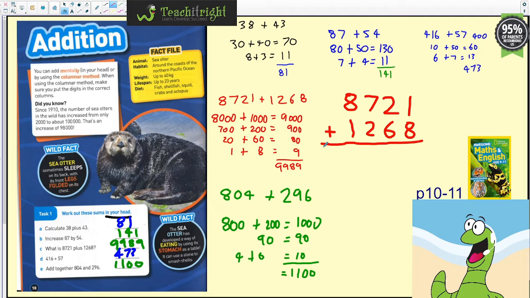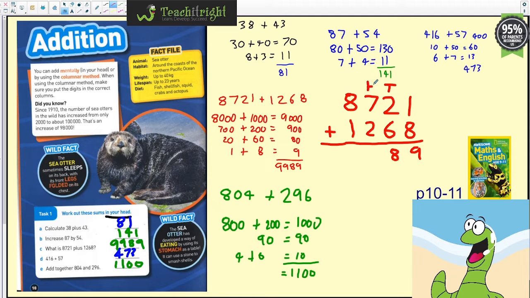And now let's look at the maths we did here, but in reverse order. So we said in our head we did 1 plus 8 was 9. Well, look, 1 plus 8 is 9. We did 20 plus 60 is 80. Well, here, look, 2 plus 6 is 8. But because it's in the tens column, that's actually 20 plus 60 is 80.